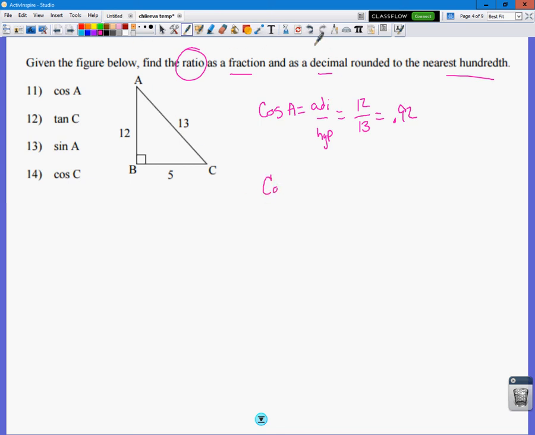Tangent of C. Tangent means opposite over adjacent. Opposite of C is 12. Adjacent to C is 5. And 12 over 5 would simplify to 2.4, and if I put it to the nearest hundredth, I would add that 0.